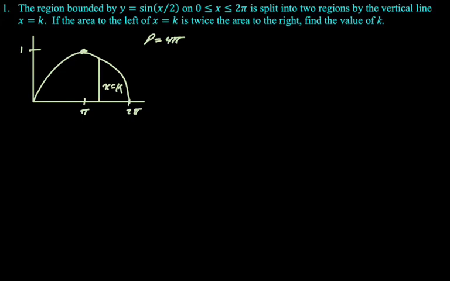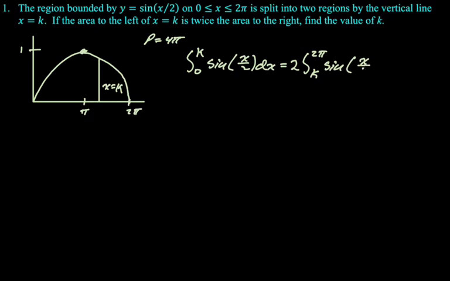But from this, we can set up, if I do the integral from 0 to k of my function, what I would need to do is I would need to double the area from k to 2 pi, right? Because the area to the left is twice the area to the right. So this is our setup. Once we've set it up correctly, it's just all fundamental theorem stuff.